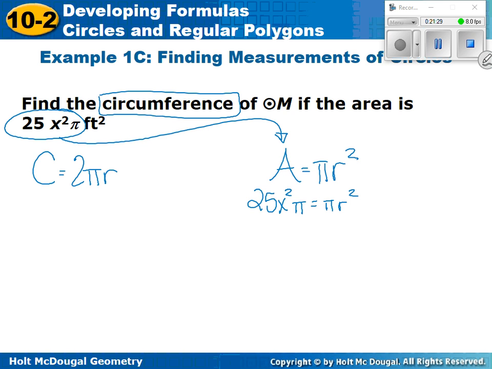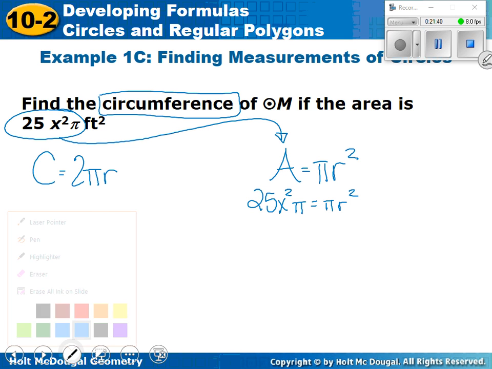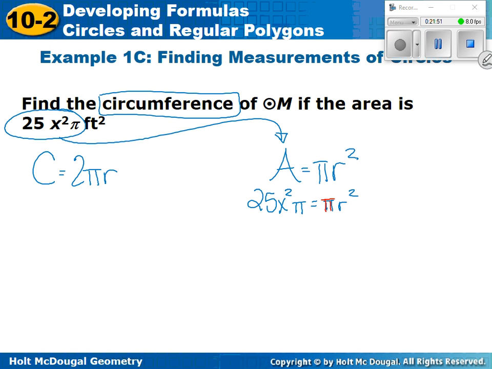Okay, be careful. One of the biggest things you're going to be using a lot in Algebra 2 as well is the square root option, but you cannot take the square root until you have what is being squared by itself. What's the only thing being squared here? R. Well, x is also, but over here is just r. So that means we need to get rid of the pi first. How do we get rid of pi? Divide by pi. So the pi's cancel. Now we have 25x squared equals r squared.